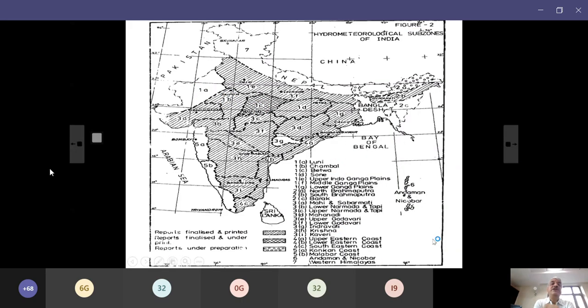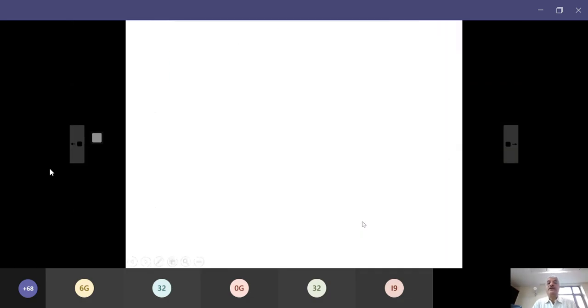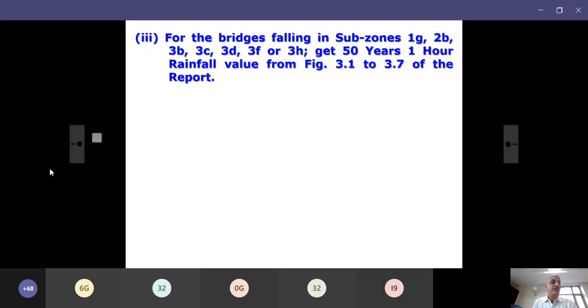And which zone is there? Again, based on latitude, longitude of my bridge, I will find out in which subzone my bridge is located. Now, what will happen based on this? As I told you, some of these gauging and data is available for very long. They are older instrumented zones.